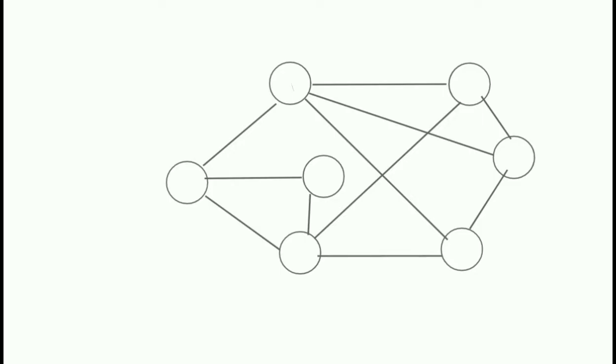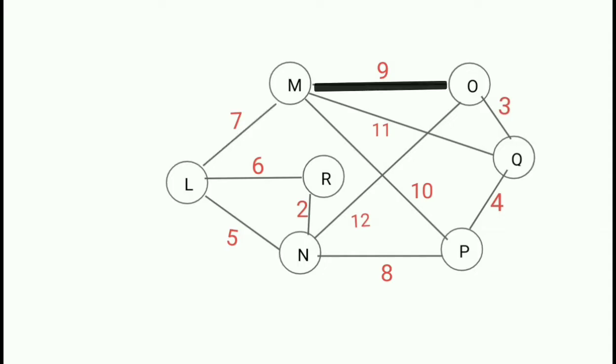So I have here a sample graph which has 7 nodes: L, M, N, O, P, Q, and R. Each node has adjacent edges and each edge has a corresponding value or weight. L to M we have 7, M to O we have 9, O to Q has 3, Q to P has 4, N to P has 8, L to N has 5, L to R we have 6, R to N has 2, M to Q we have 11, M to P we have 10, and N to O we have 12.